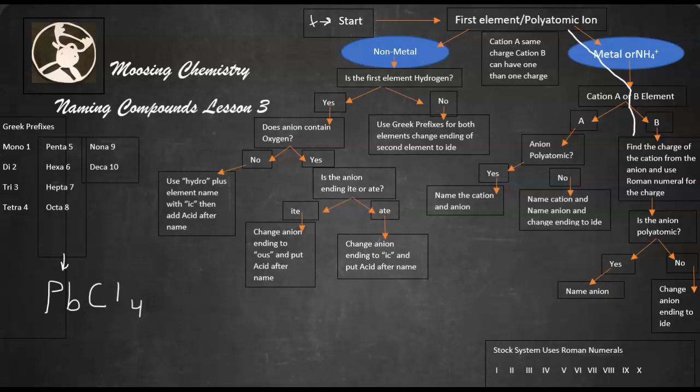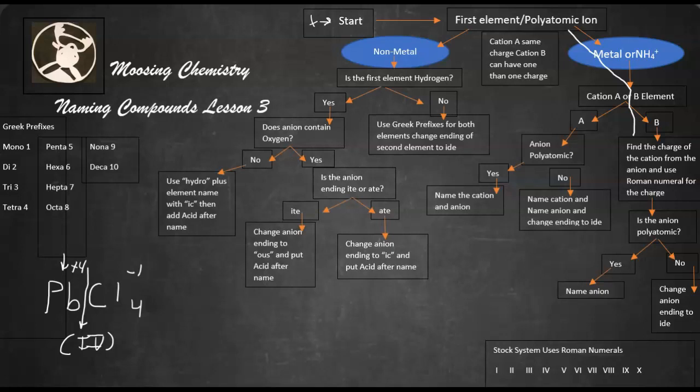It says find the charge of the cation from the anion. Use Roman numerals for the charge. Okay, so here comes my little song again. Hey, chlorine is in group 17 like it was in the last problem. So we have a -1 charge. The anion determines the cation. The cation determines the stock number. So we got IV right here because that's Roman numeral 4. All right. Pretty snarly, huh?